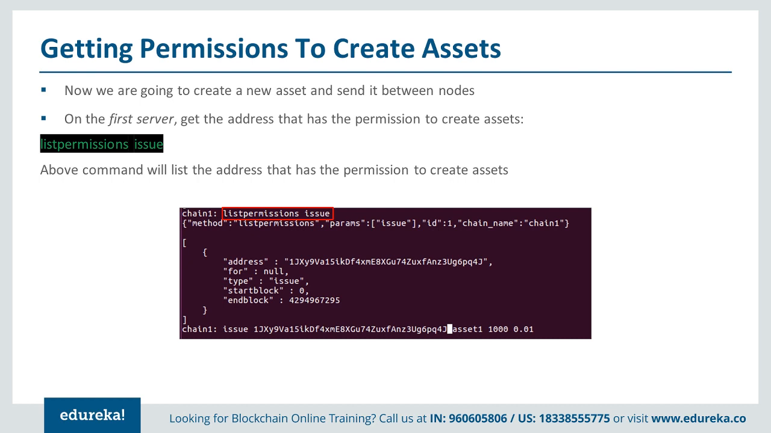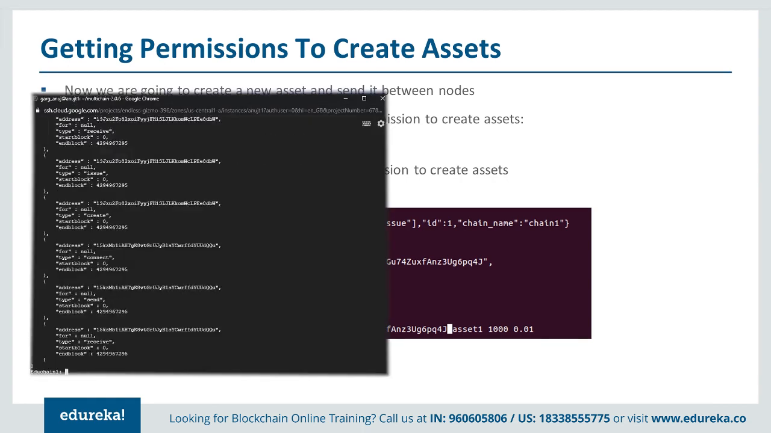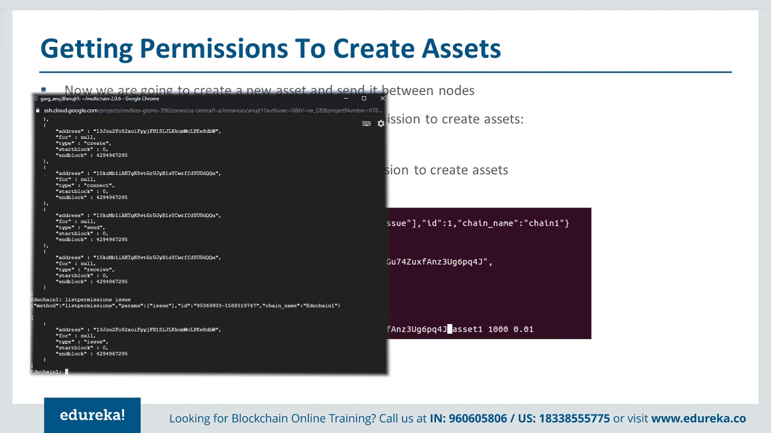On the first server, let's get the address that has the permission to create the asset. List permissions we have already used. It will give you all the permissions. Now, which node has the permission to issue? Only I have the permission to issue the asset.